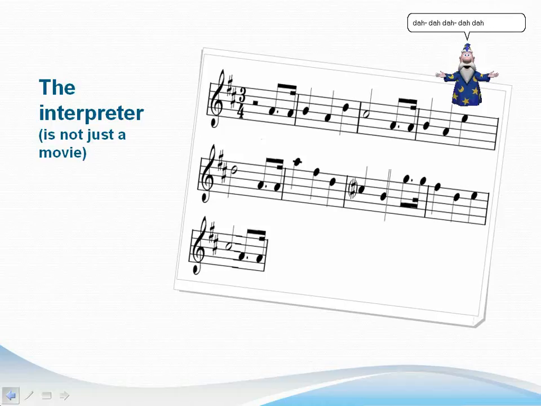Da da da da da da. Da da da da da da. Da da da da. Da da da. Da da da da da da.